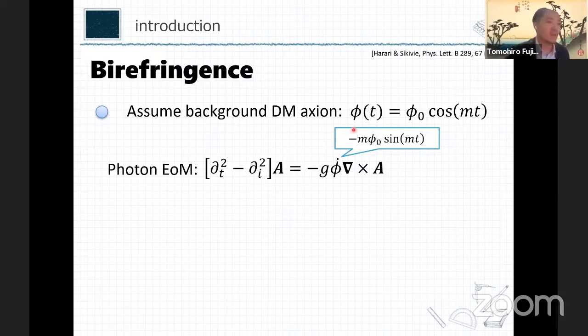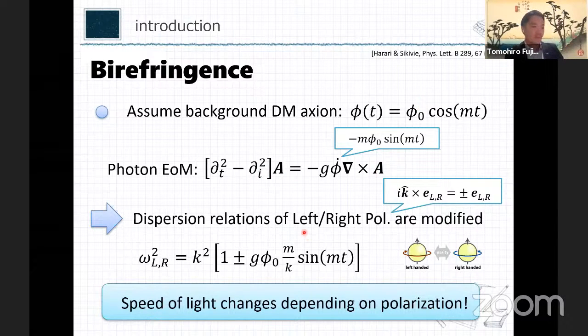So we can plug this behavior into this equation of motion for the photon. Then this equation of motion becomes linear order in the photon vector potential here. Then using left- and right-handed, or circular, polarization decomposition, this equation of motion for the photon can be translated into the dispersion relation of the photon for the left-handed mode and right-handed mode. This is it. Normally the dispersion relation for the photon is nothing but omega squared equals k squared, of course. I use natural units, so c squared is hidden here.